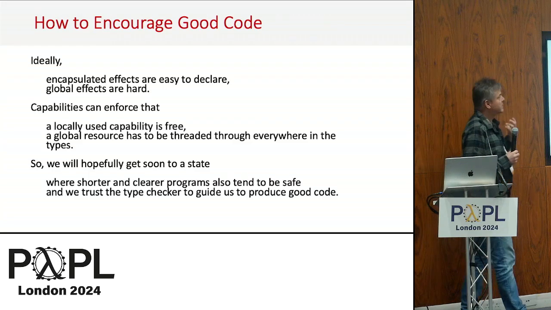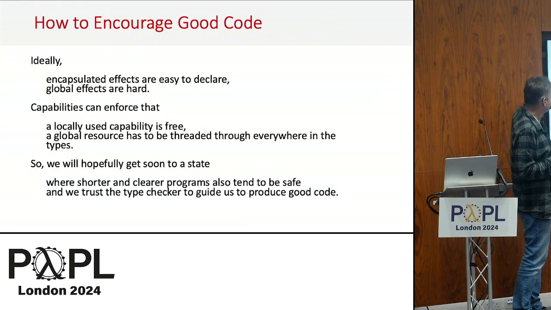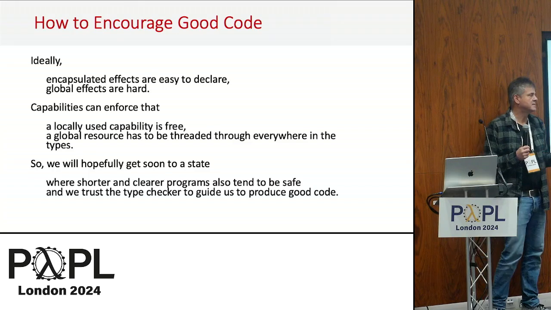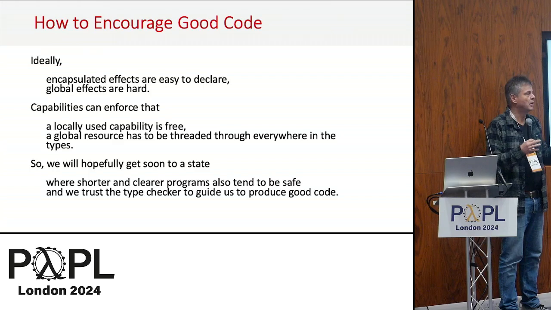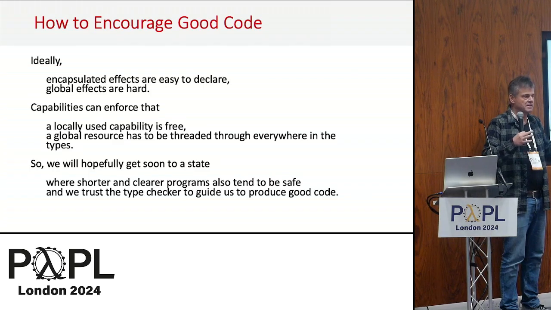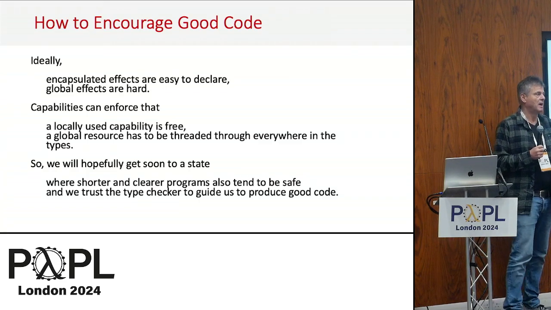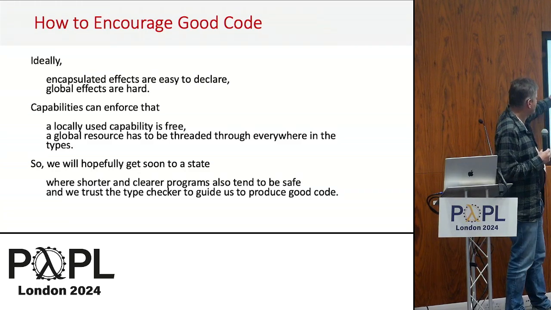So ideally, with a system like that, we would arrive at a system where encapsulated effects are very easy to declare, but global effects are hard. The idea is that you should be able to use, let's say, a local loop or a local resource. As long as this thing is local, as long as the effect is encapsulated, that's okay. The rest of the program will still see a clean API. On the other hand, a global effect, like a side effect to something that's universally accessible, is really bad. And what we would like to have is a system where that's really hard to type.